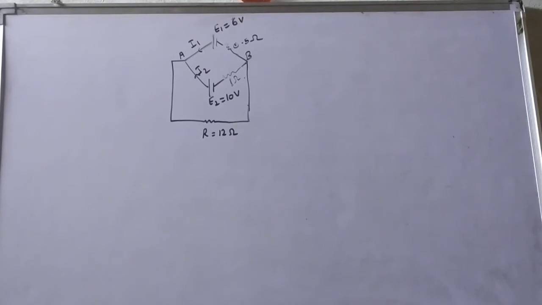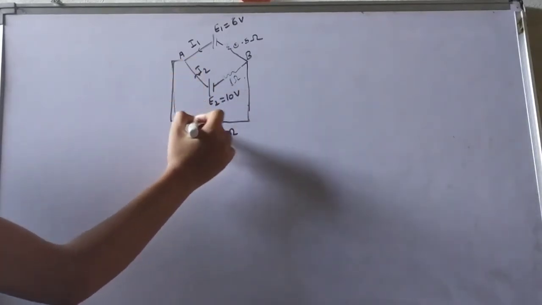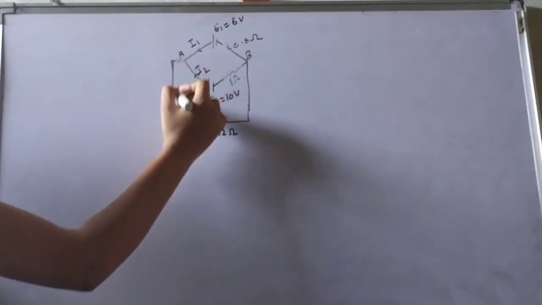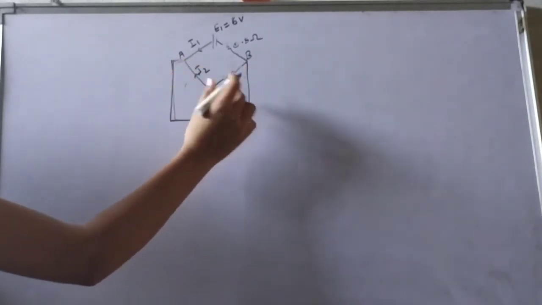Okay, here we are going to solve one numerical which is based on the KVL. KVL means Kirchhoff voltage law. Okay, in this, what we will do, we will make the loop only. So the first loop we are making here is this one. Okay, this part. So we will make the current flow.